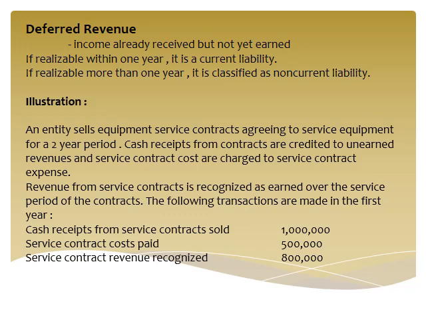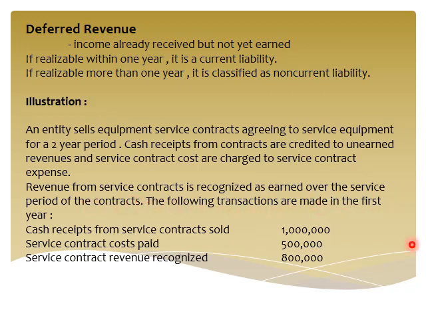So when cash is received, this is credited to unearned revenue. So the journal entry, debit cash, credit unearned revenue. And the service contract costs are charged to service contract expense. So the journal entry is debit service contract expense, then credit cash of the amount being incurred. So revenue from service contract is recognized as earned over the service period of the contract.